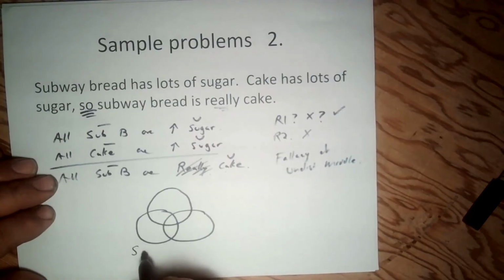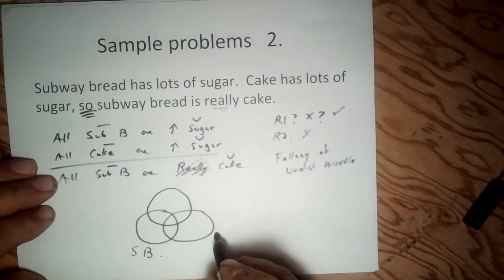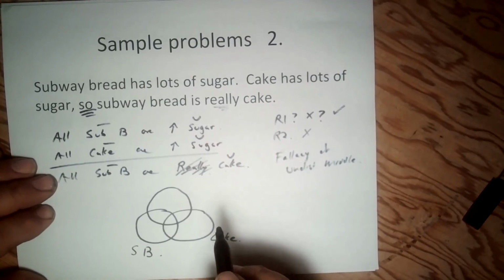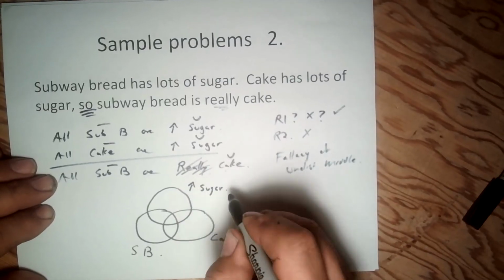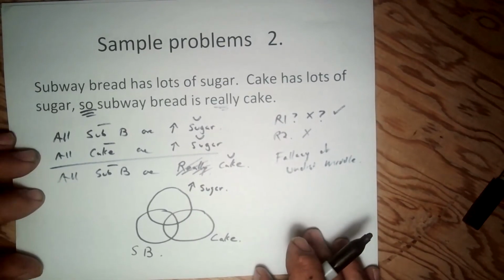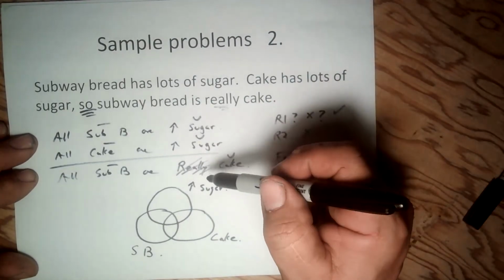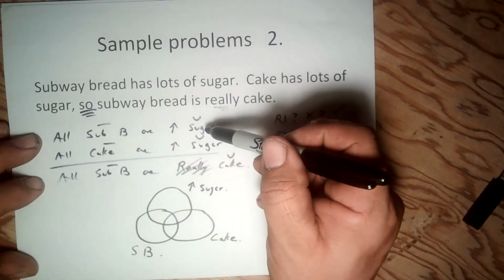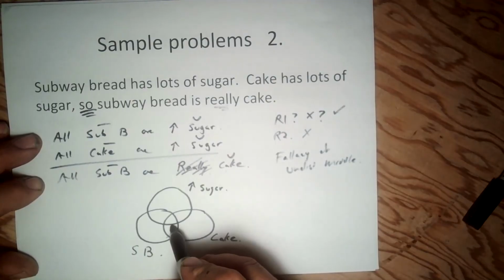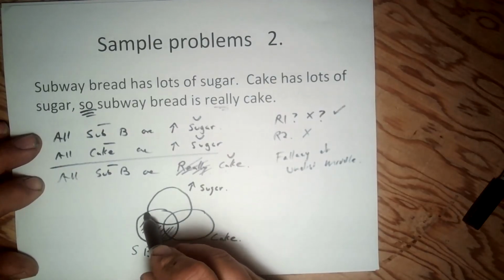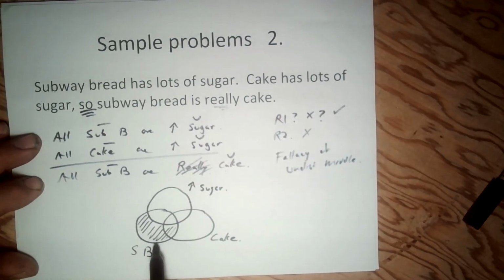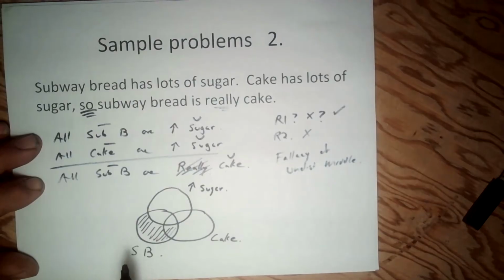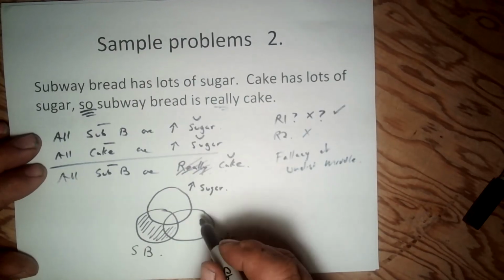We've got Subway bread, we've got cake, and we've got high sugar. Now we want to draw 3 A-form statements. All Subway bread are high sugar. Notice that this shows that there is nothing outside the circle of sugar that is the Subway bread. All cake are high sugar.